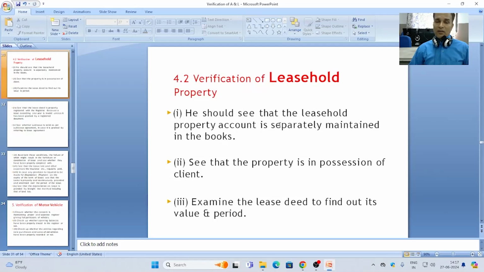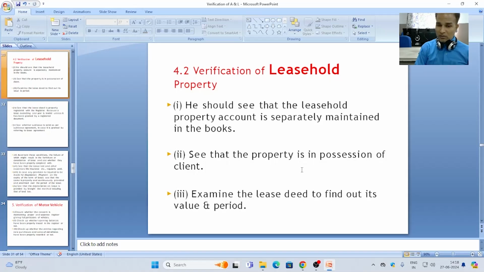Next is verification of leasehold property. Let me discuss. In case of leasehold property, the auditor should see that the leasehold property account is separately maintained in the books of accounts by the accountant. He has to see that the property is actually in the possession of the client business. This will not be transferred to another business or outside the business. It should be in the business premises for the business purpose.